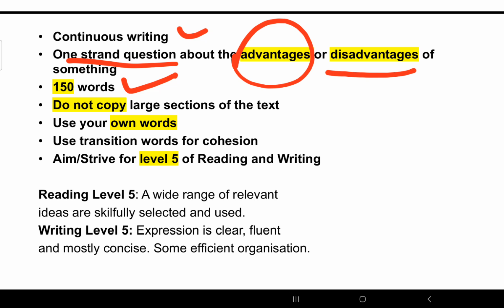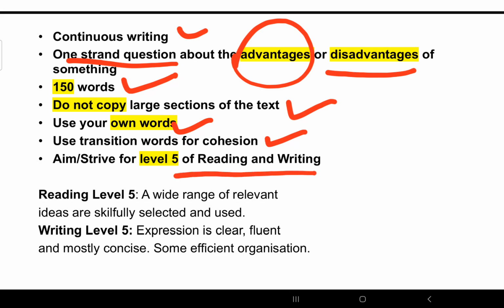You should write fewer than 150 words. Do not copy large sections of the text. In fact, do not copy anything that you can rephrase or rework. If there is terminology, or something that cannot be replaced, you can copy that. Otherwise, you should come up with your own words. Use your own words. Use transition words for cohesion and concision. Aim and strive for level 5 of reading and writing.